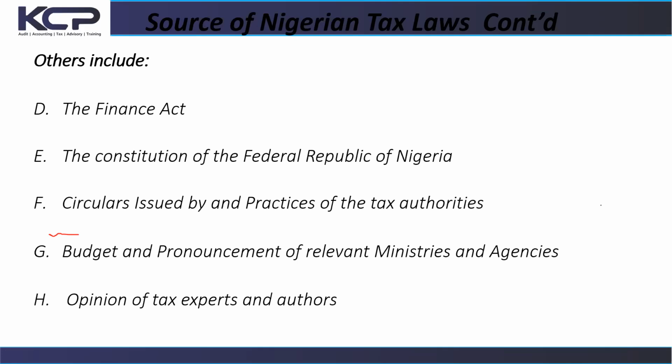Of course, we've also been able to identify that the Constitution is also a very relevant source. All of our tax law got their origin from the Nigerian Constitution. Of course, we also have circulars issued and practice of the tax authority. Please, a circular issued by the tax authority is not a law. But our point is that when there is need to make needful adjustments, this may be a source where extracts can be made to make amendments to our tax law.